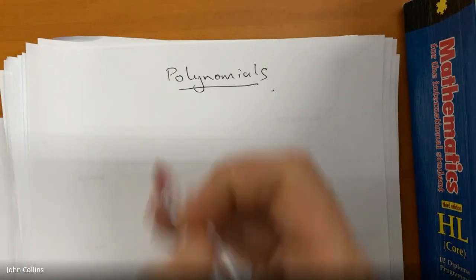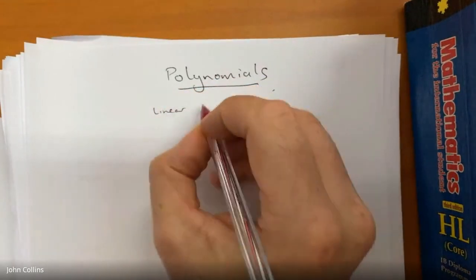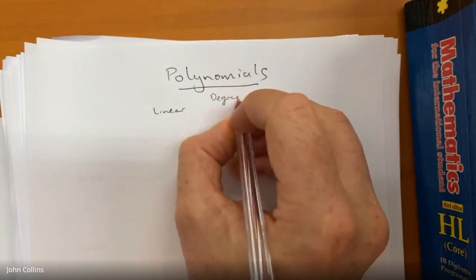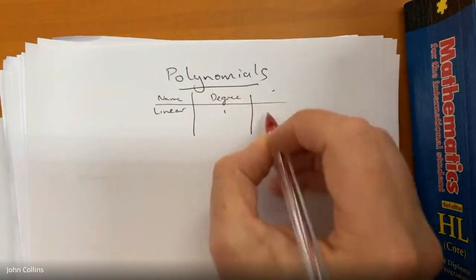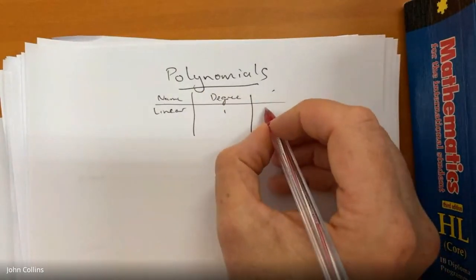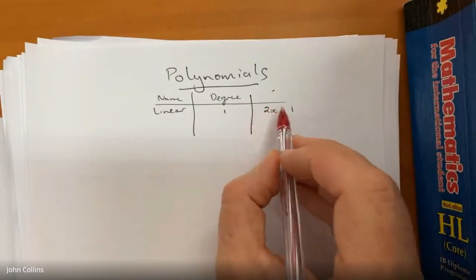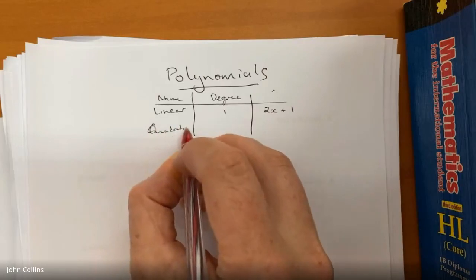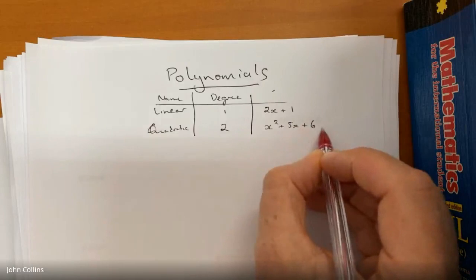So for example, a linear, which is a degree 1. Maybe you saw that in the chapter. The degree is used for the name of the polynomial, the degree of 1, because it's just something like 2x plus 1. So the power of x is 1. There's a quadratic, which is degree 2, which is x squared plus 5x plus 6.